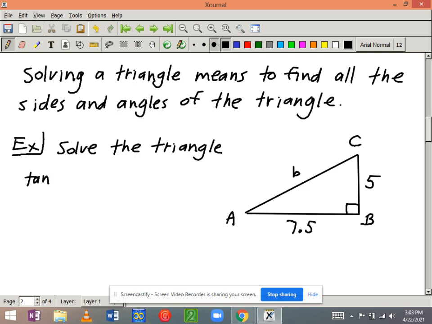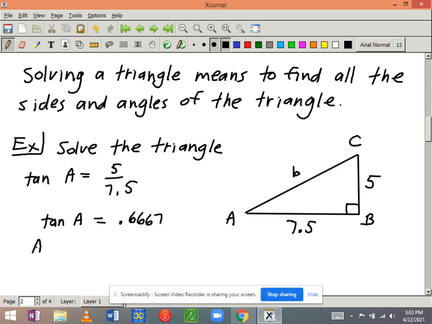So the tangent of angle A equals 5 divided by 7.5. That's what the tangent is. Got to have that memorized by now. So the tangent of angle A, I'm just going to do this on my calculator. 5 divided by 7.5. It's going to be points, I'm just going to round this off, 0.6667. So now I use that inverse tangent.